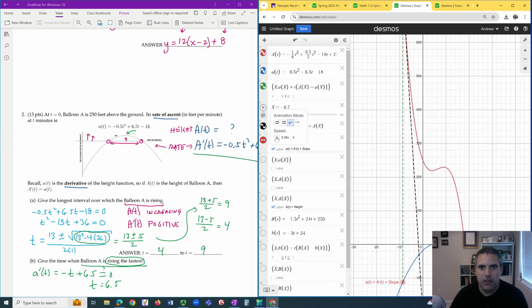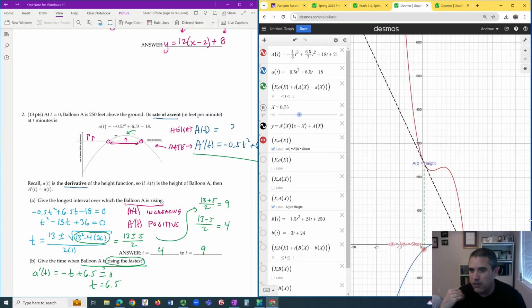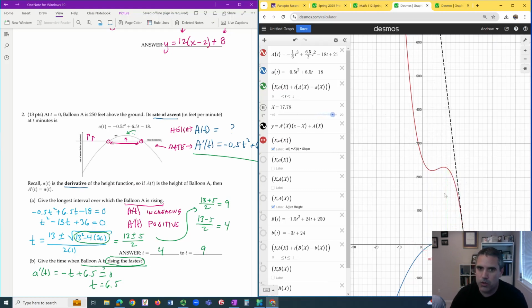Let's go here. Let's make it animate a little bit. So there we go. Downhill, downhill, downhill. 0, uphill, downhill again. So you always have to pay attention to which graph you're looking at. Okay, now to the question.